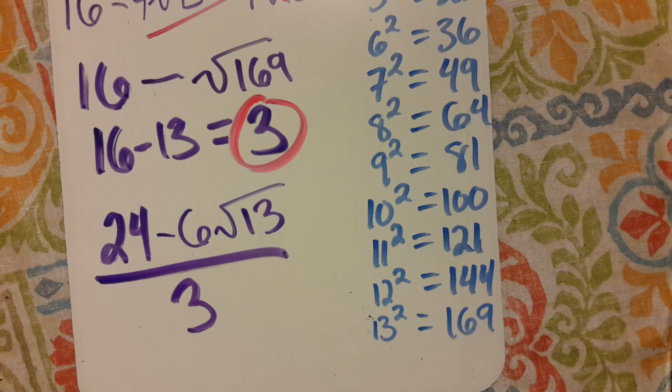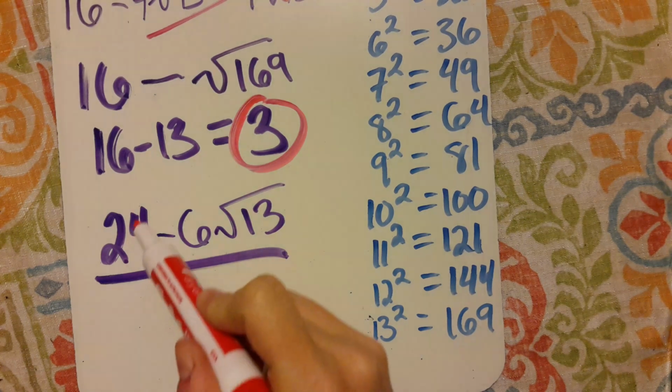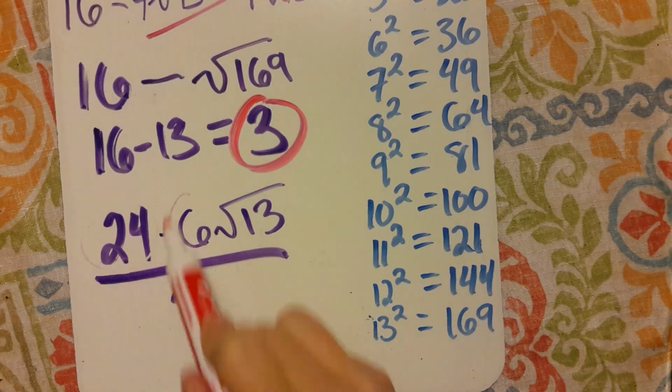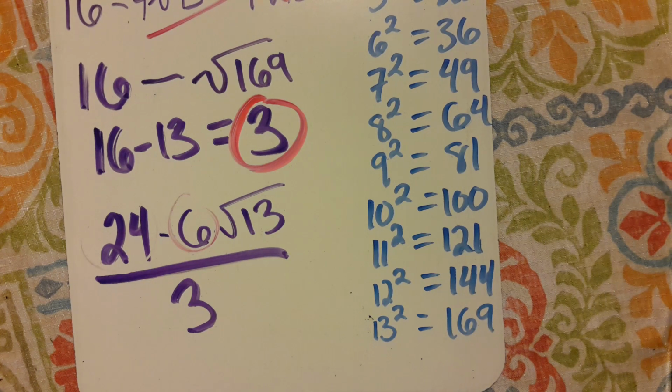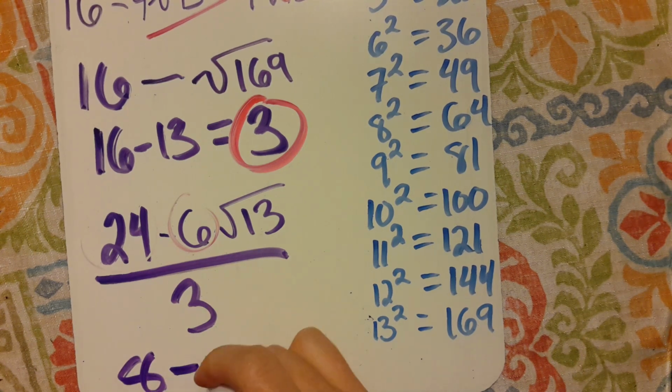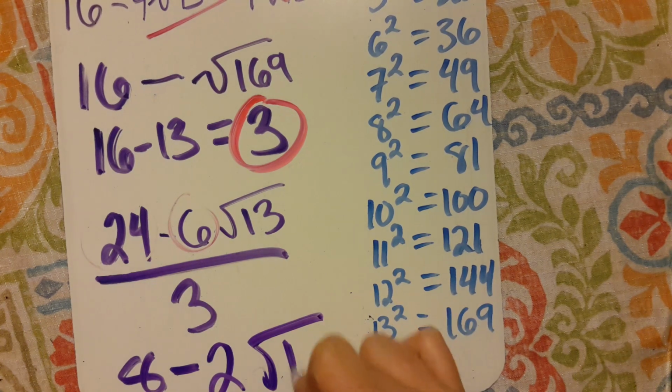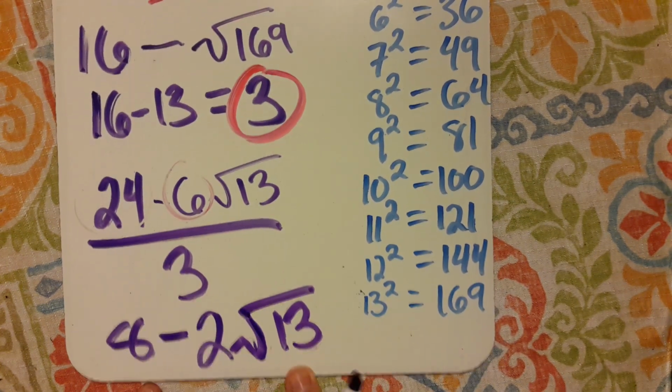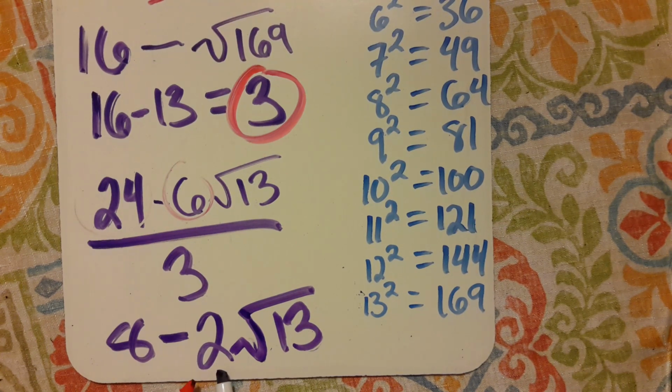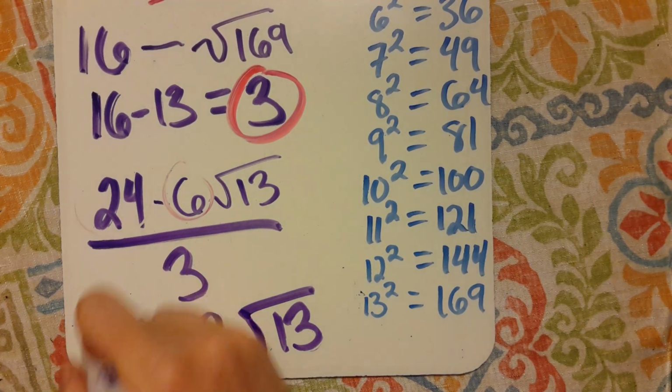Now you're not quite done. You do want to double check. Can you simplify? Does this 3 evenly divide into both 24 and 6? And the answer this time is yes, it does. So do that. 24 divided by 3 is 8. And 6 divided by 3 is 2. You do not simplify what's underneath the radical sign. You only do what's over here. Okay, so that's my answer.